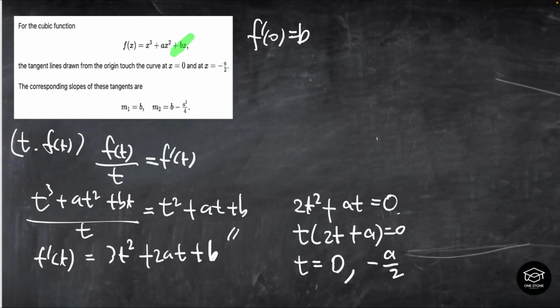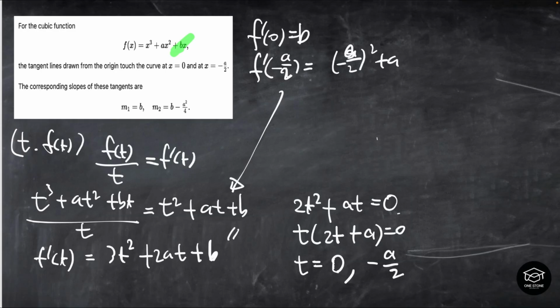If t equals negative a over 2, then the slope is given by the line through the origin and that point. That slope is t squared plus a t plus b. Substituting negative a over 2, we get a squared over 4 minus a squared over 2 plus b. That simplifies to b minus a squared over 4. So in general, the two slopes of tangent lines from the origin to this cubic function are b, and b minus a squared over 4.